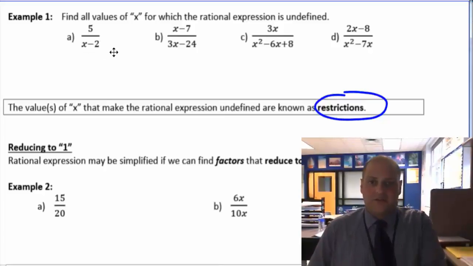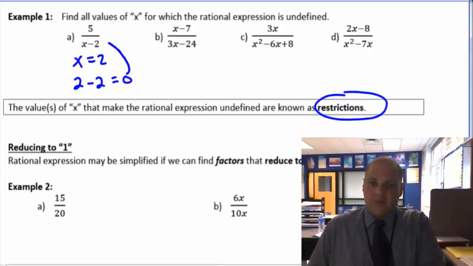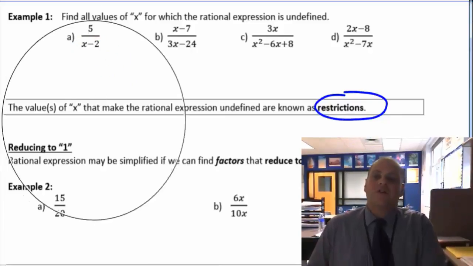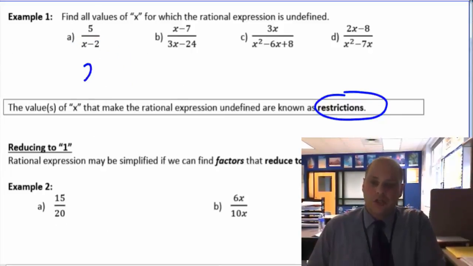Well, see how it's x minus 2? If x is 2, then that gives us 2 minus 2, which is 0. So that means that we'd have a 0 in the denominator. Our denominator would be 0. So the answer to this question is 2. The value 2 would make this fraction undefined. It would be a restriction.